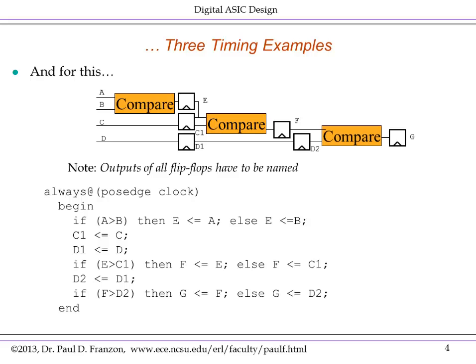The first comparator in the top left, output E, assigned after a posedge clock, so E is the output of a register. The pipeline registers C1 and D1, second comparator writing into F, pipeline register D2, the third comparator writing into G. So this is the pipeline version.